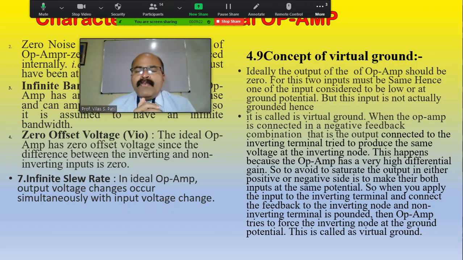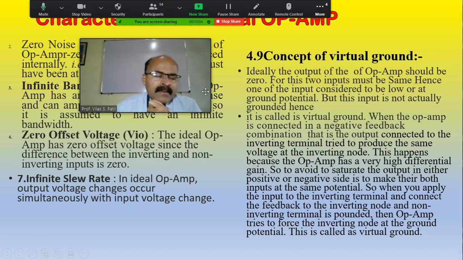Then the concept of virtual ground. We know what the ground is: the voltage where the earth is given, also known as earthing, and the voltage at the ground is 0 volt. All voltages are measured with respect to ground. What does virtual ground mean? Virtual ground means the point of the circuit where the voltage is 0, or 0 volt is measured at that point. That is known as a virtual ground.